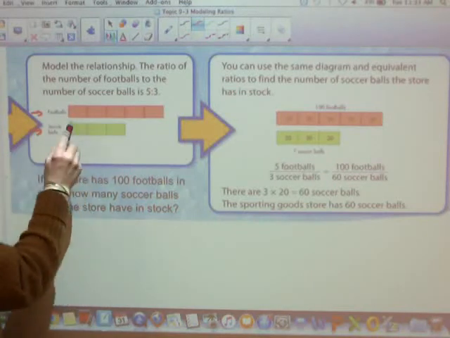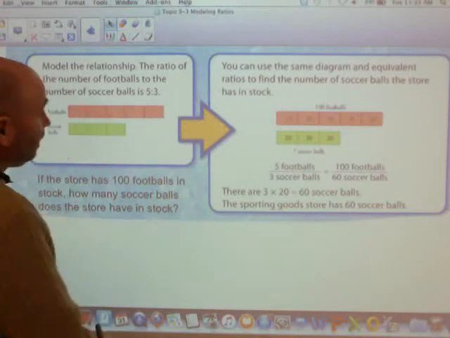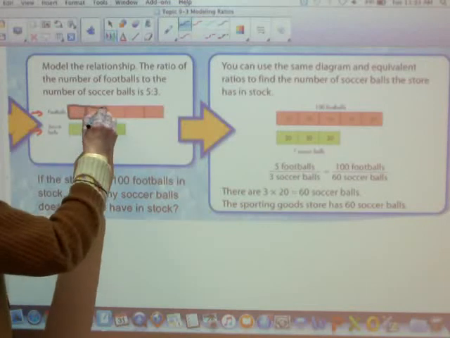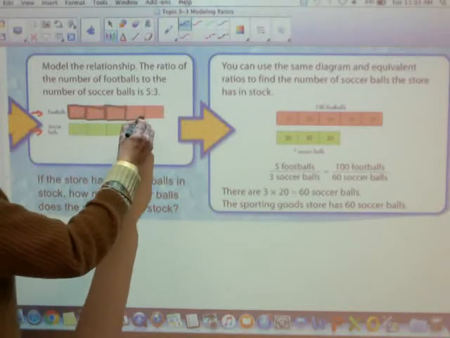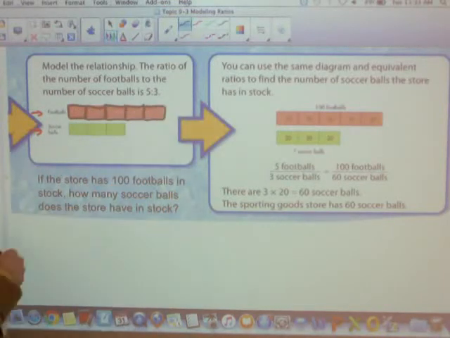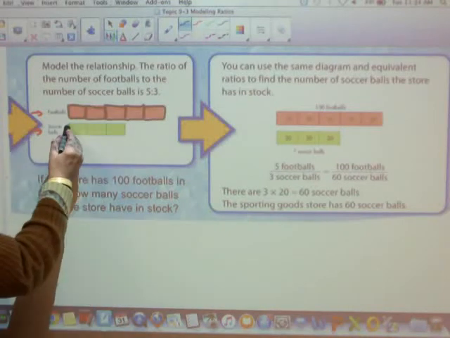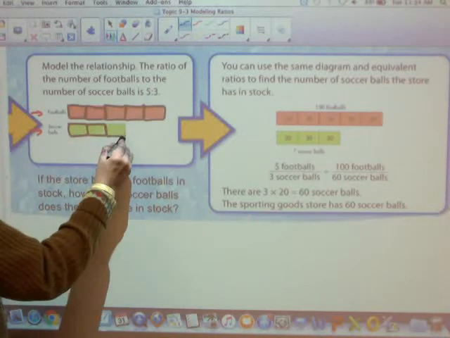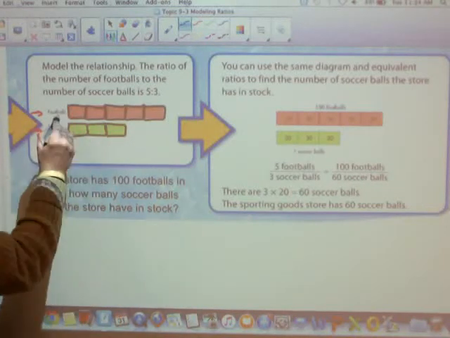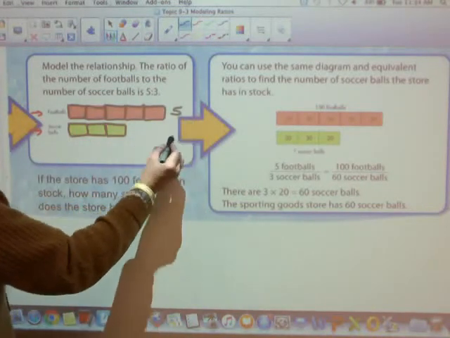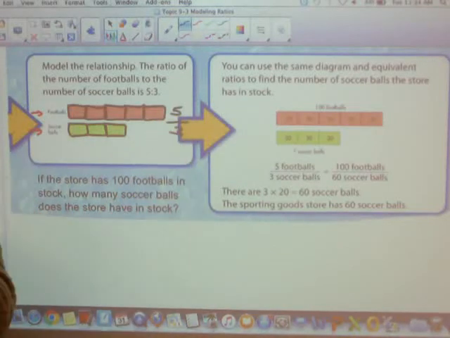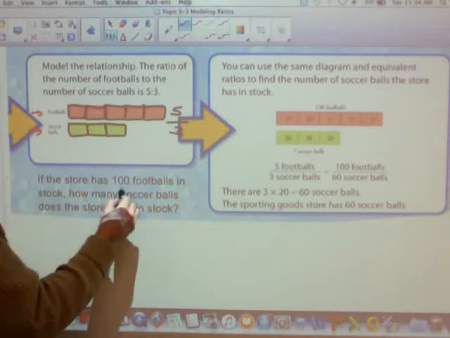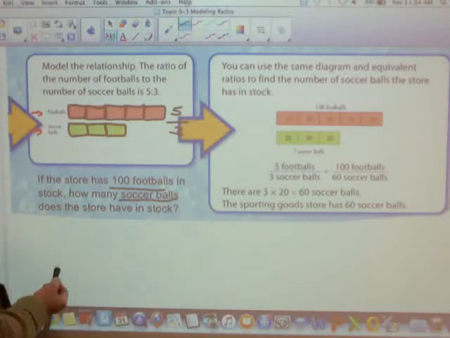And basically what they've done is you have one rectangle for each of the footballs, and then you have one rectangle of the same size for each of the soccer balls. So essentially you have 5 to 3. Now, our goal, of course, is to find out if they have 100 footballs, how many soccer balls do they have?